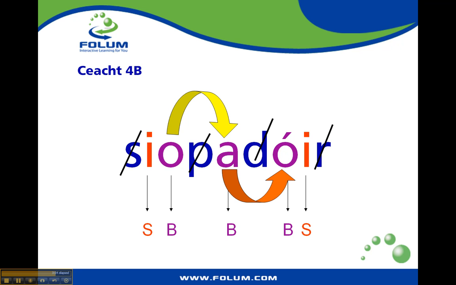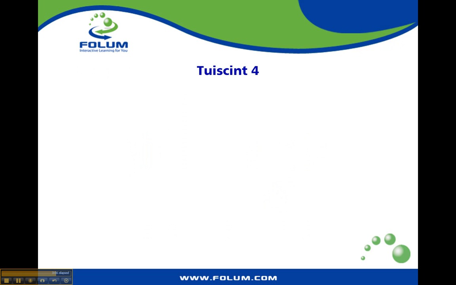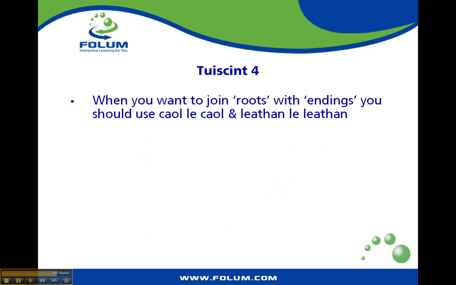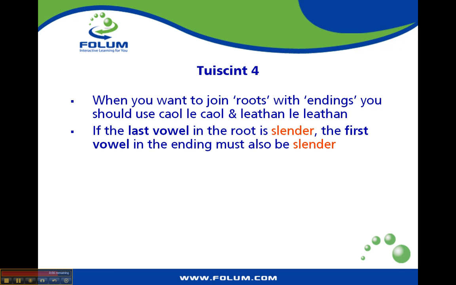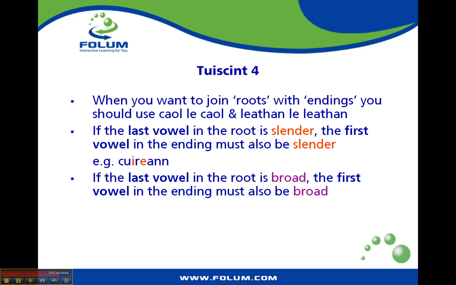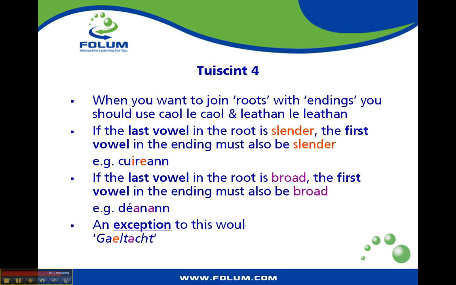So when you want to join roots with endings, you should use the Caol agus Leathan the Leathan rule. If the last vowel in the root is slender, the first vowel in the ending must also be slender. For example, Cuireann, you've got the I with the E if you mark out the R. If the last vowel in the root is broad, the first vowel in the ending must also be broad. For example, Déanann, and again mark out the N and you've got A with A. An exception to this will be the word Gaeltacht. There are other exceptions also, and we'll come across them at a later point. So as you can see, I with E, A with A, perfect, but E with A here doesn't work, and as I said, there are exceptions.